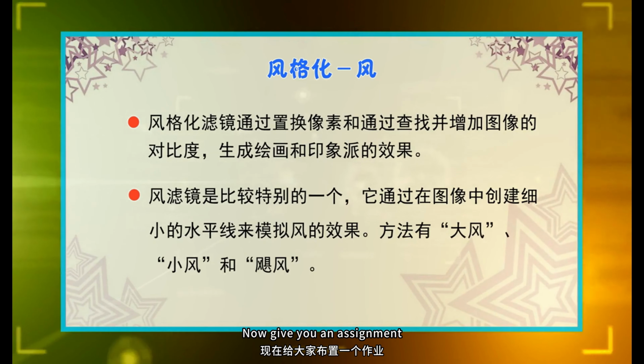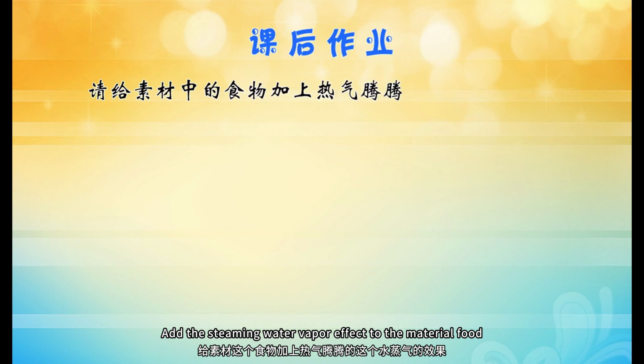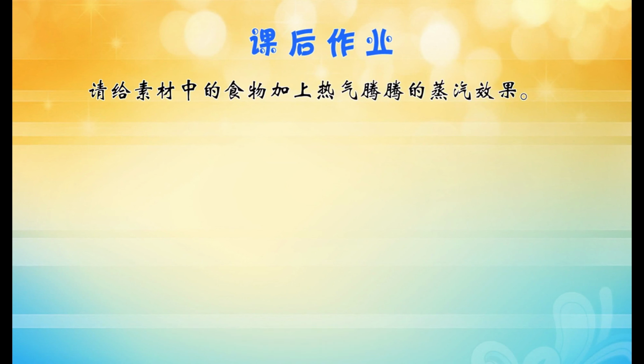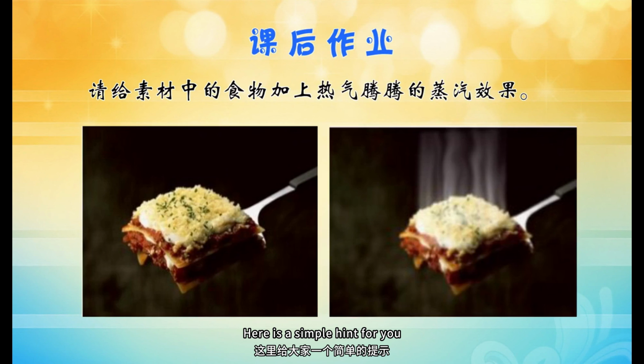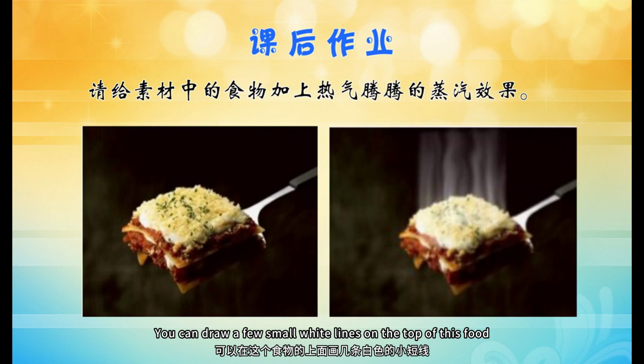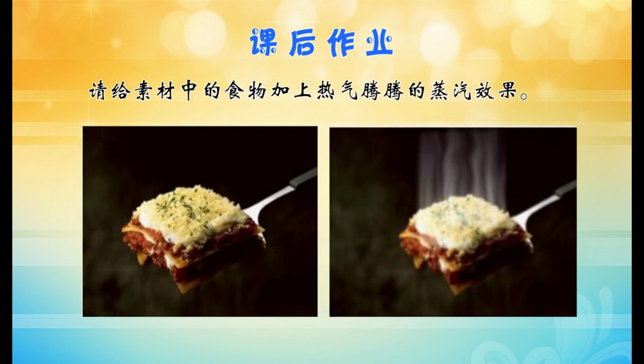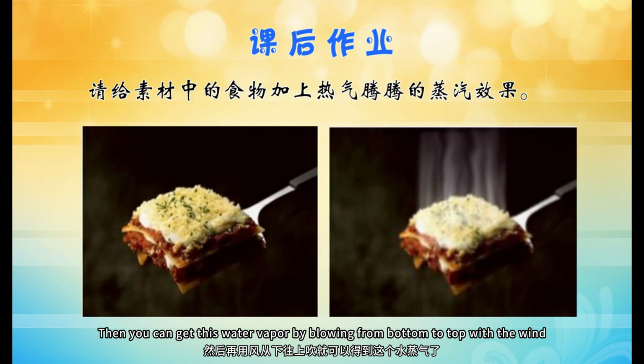Now I give you an assignment. Add the steaming water vapor effect to the material food. Here is a simple hint for you. You can draw a few small white lines on the top of this food. Then you can get this water vapor by blowing from bottom to top with the wind.